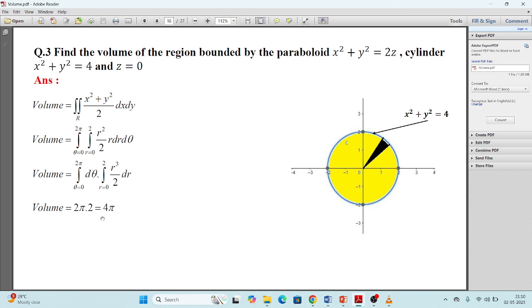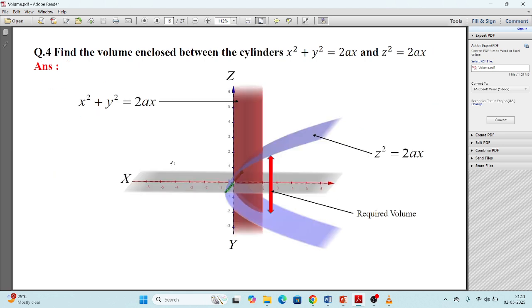So every time, as you are observing, we are evaluating integration with respect to z. The limit of z you will get from the equation itself. And the second equation we need is the one which is free from z. So sometimes it is present, sometimes it is not present. So remove z from the equation to get that equation in xy.